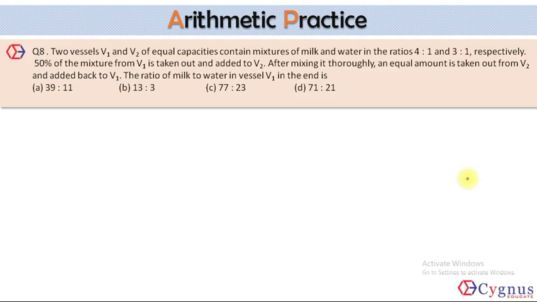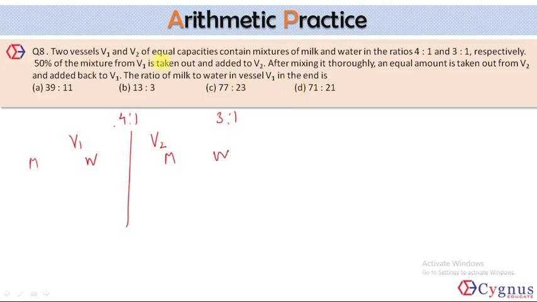Two vessels V1 and V2 of equal capacities contain mixtures of milk and water in the ratio of 4:1 and 3:1. This is vessel V1, vessel V2, milk, water. 50% of the mixture from V1 is taken out and added to V2. After mixing it thoroughly, an equal amount is taken out from V2 and again added to V1. The ratio of milk to water in vessel V1 in the end is how much?